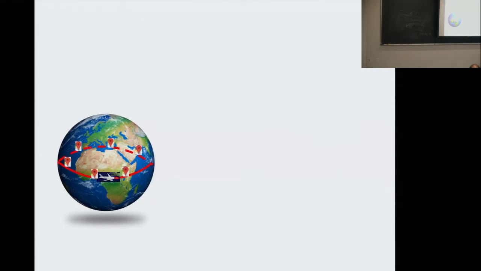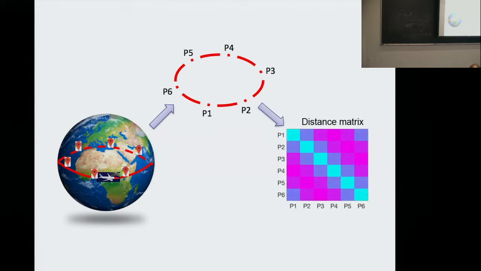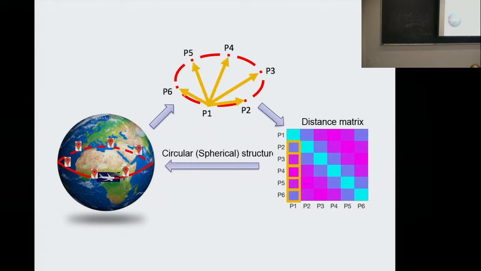We will put points on this surface. In this case it's a circle, but in the model they will be placed randomly. We measure distances between these points, and we create a pairwise distance matrix between points on this surface and how they are related to each other. And so this distance matrix will characterize the geometry.